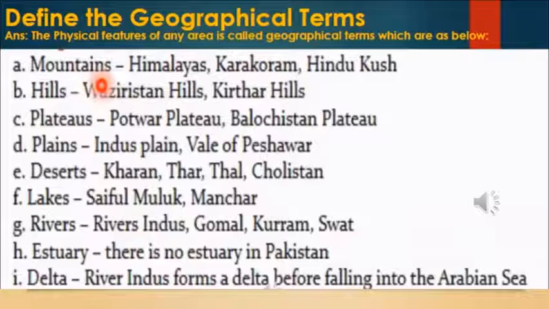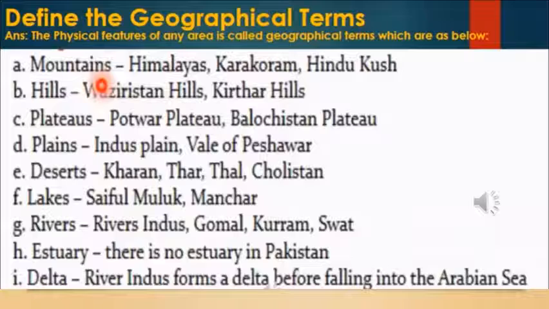Here we are going to discuss the physical features in the Muslim world. Let's start with the first physical feature, the mountains. Here we are going to discuss the main mountains of the Muslim world. In this slide, it is very clearly mentioned, you can see there are different types of earth physical features.